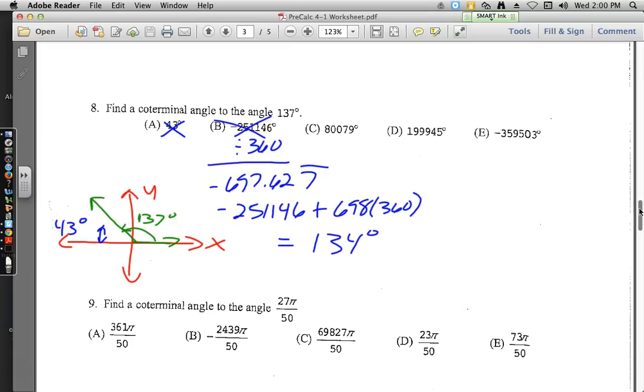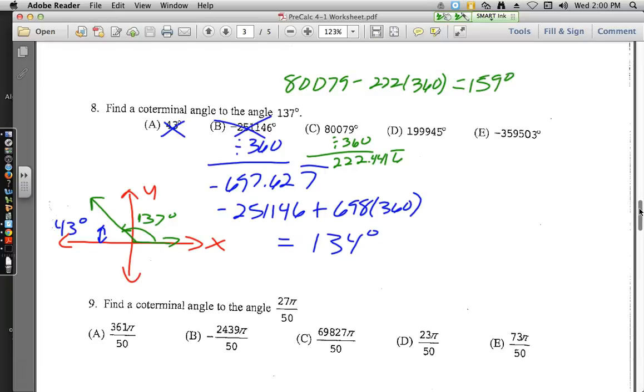We go to C. We divide by 360, and we will get 222.4416, where the 6 is repeating. But this is positive, so we would round down. So we'll take 80,079, and we will subtract 222 times 360, and we will see what we get. And that comes out to 159 degrees. Not what we needed. We're looking for 137. C is out. And we're getting the impression here that maybe we should have started with the last one, but I'll go with these in order as we go through them.